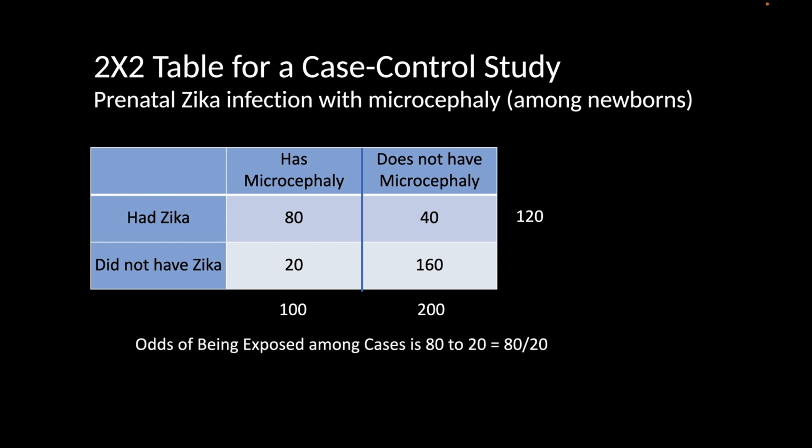So as an example, the odds of being exposed among the cases in my made-up study is 80 to 20. There were 80 people who had Zika prenatally, and 20 who did not. So you have an odds of 80 over 20, okay? And the odds of being exposed among those who do not have microcephaly is 40 over 160. Again, I'm not dividing 40 by 200, which is the marginal value. I'm dividing it by the group who did not. Okay, so odds exist within the confines of the table, whereas risks involve the marginal values outside of the table. That's really important.